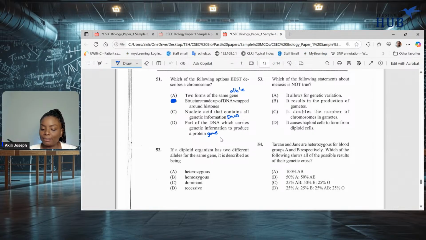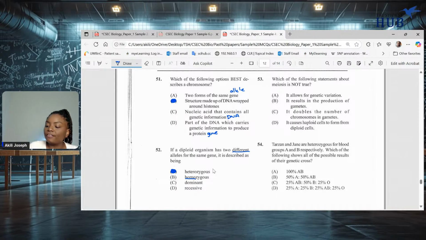52. If a diploid organism has two different alleles for the same gene, it is described as being, is it heterozygous, homozygous, dominant, or recessive? So for 52, it's going to be A. Having two different alleles would be heterozygous. Homo means same, right? If they have two of the same alleles, it would be homozygous, but they said two different alleles. So A is going to be the correct answer for 52, right?